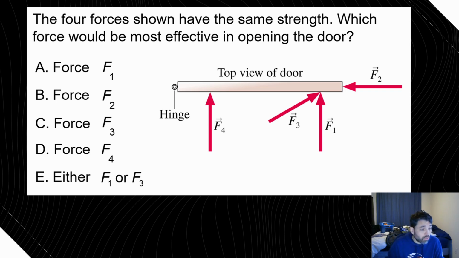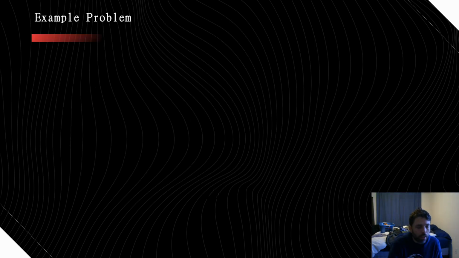All right, so hopefully it's F1, right? We don't want to push near the hinges. That doesn't make sense. We want to push far away from the hinges, F1. We don't want to push it at some weird angle. We want as much force being perpendicular to the radial line as possible. So F1 is going to be our best option there. All right, let's do an example problem.